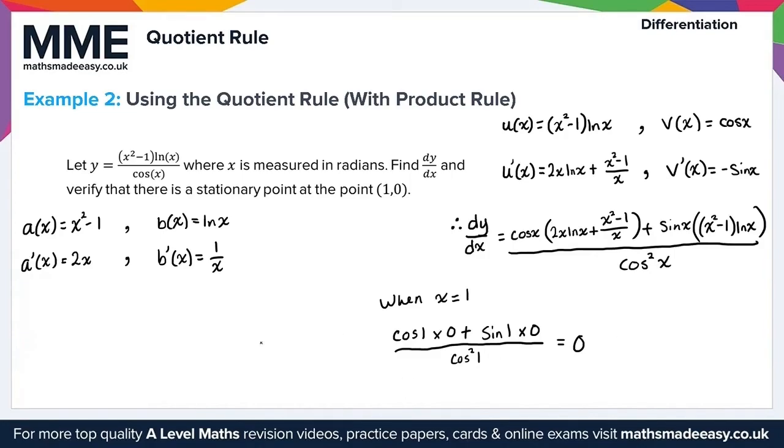Okay, so therefore, we give our conclusion here. So therefore, there is a stationary point when x equals 1, or at x equals 1 there. Okay, and we've verified that there. And that gives us the solution to example 2 there.